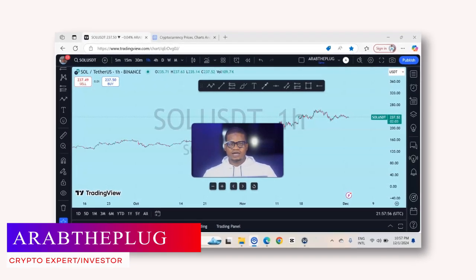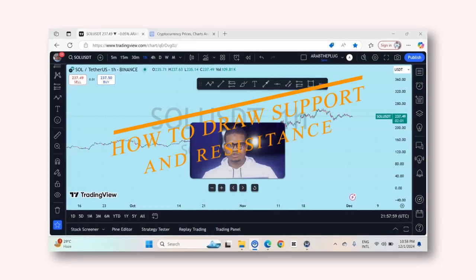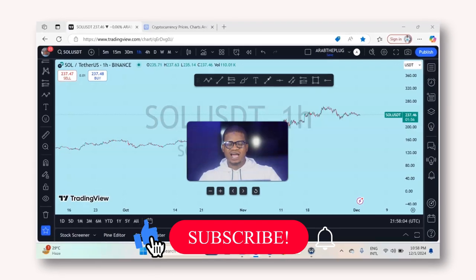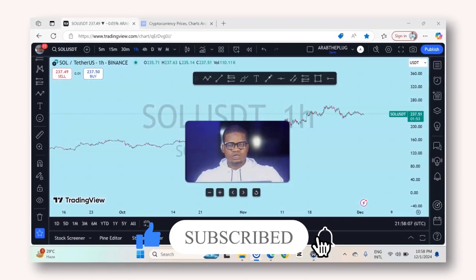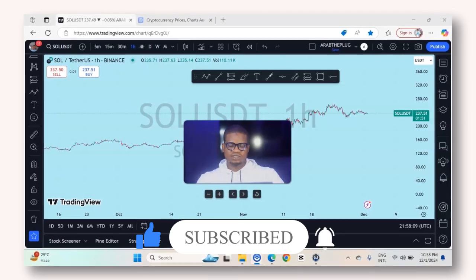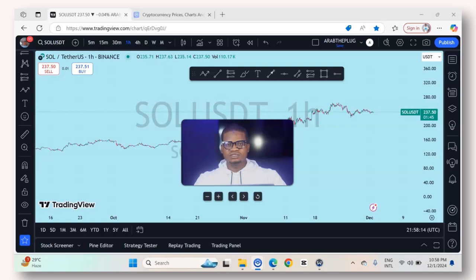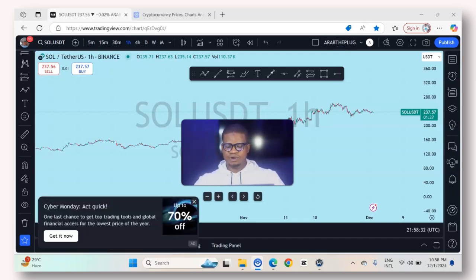It's Arabic Blog, and in this video we'll be talking about how to draw support and resistance. So we're going to be talking about the secret strategy that helps you accurately draw support and resistance. Support and resistance is one of the most important concepts in technical analysis today, whether you're trading crypto, stocks or forex. And in all these markets, support and resistance is pretty much the same concept. You can use it to trade crypto, you can use it to trade stock, and you can use it to trade forex. This particular concept is very important because almost every trader all across the world uses them to identify areas where they should buy or sell.